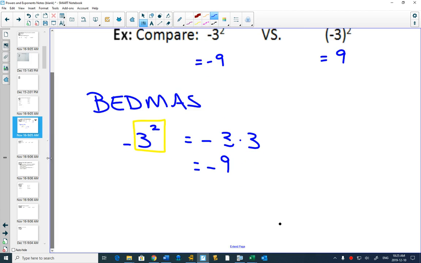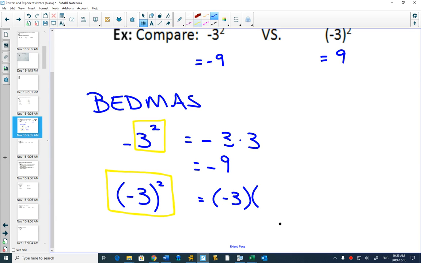As opposed to (-3) squared, the squared is hitting the whole -3. And so when you have (-3) squared, it means the base is -3, and you get -3 times -3. And a negative times a negative is positive.